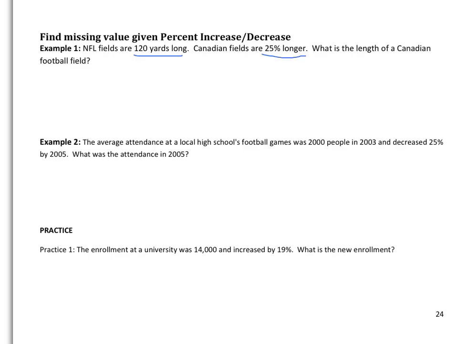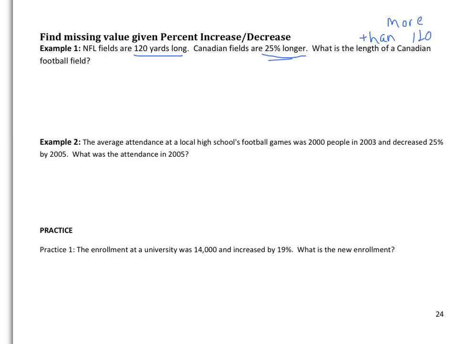Now, if it's 25% longer, we know that this has to be more than 120. Okay, now you guys, on a multiple choice test, I would put money that there will be answer choices that are less than 120 yards. Right now, before going any further, if you were taking a multiple choice test, just cross those out. Those are insane answers. It's saying the Canadian field's longer than the 120. Okay? So, let's go through this.